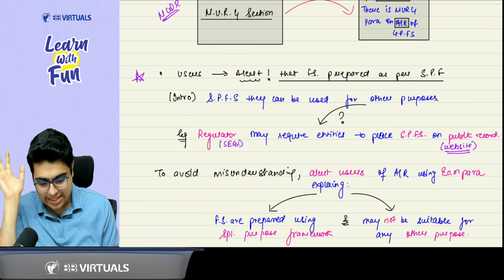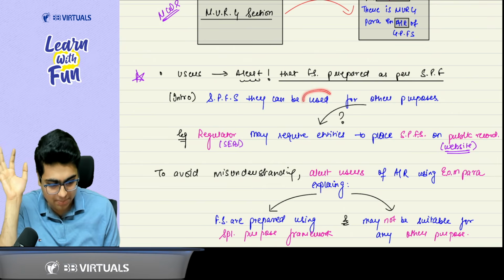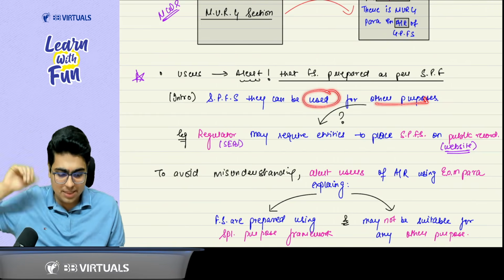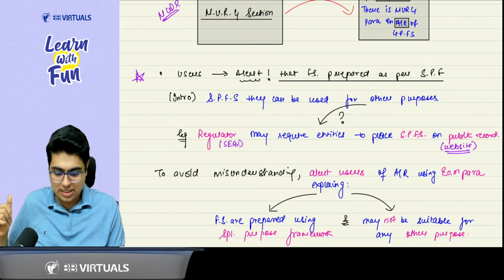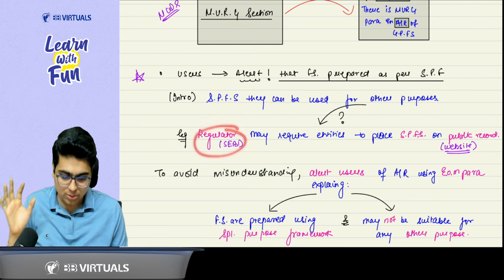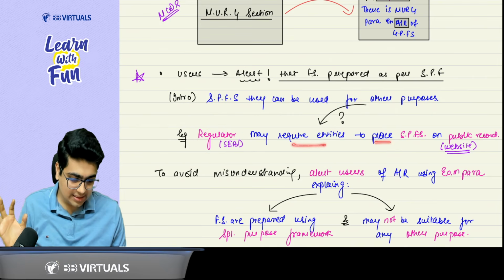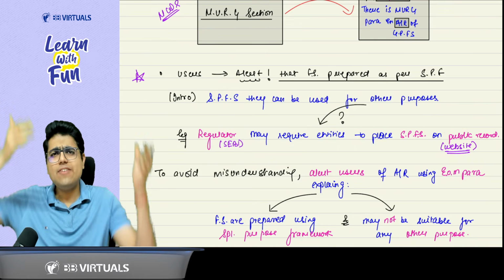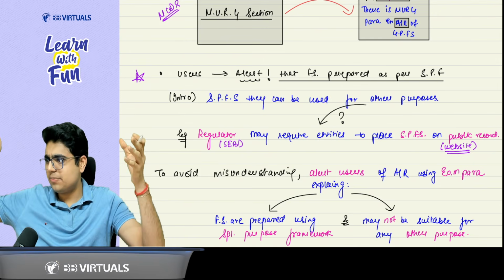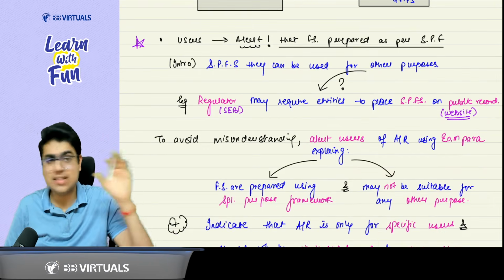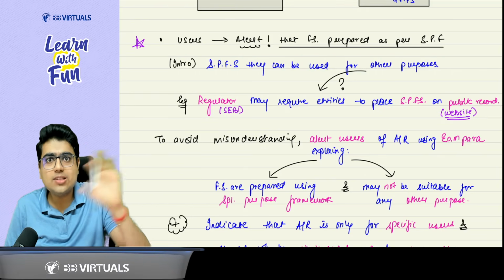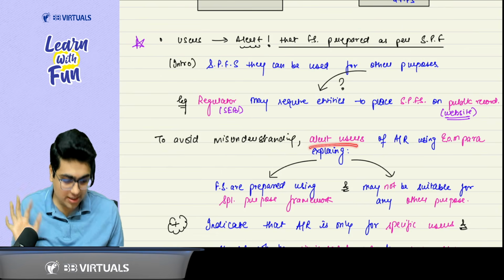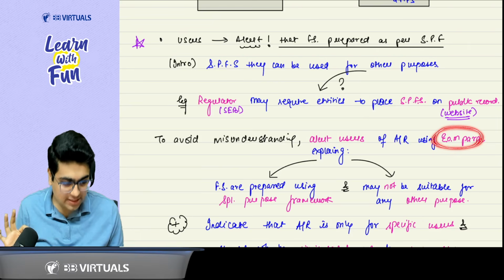So please understand. Special purpose financial statement can be used for other purpose. Many other people can refer to them. For example, when can they be used for other purpose? Let's say SEBI, the regulator, requires the entities to place the special purpose financial statement on public record, let's say on the website of the company. So anyone can come to the website and see these financial statements. To avoid the misunderstanding that common users don't refer to them, it is important to alert the users using an emphasis of matter para.